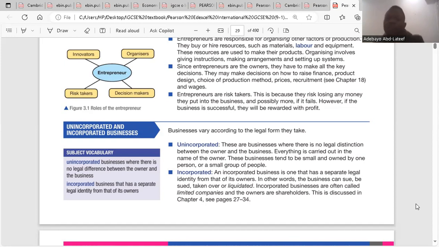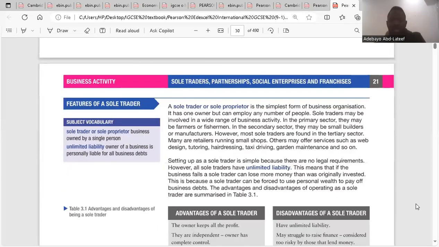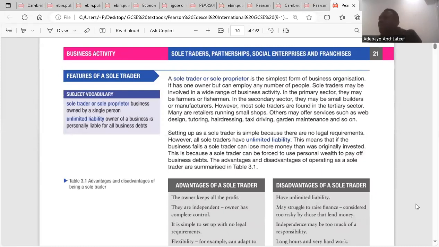For incorporated business, these are businesses that have a separate legal identity from the owners, like the public limited company and the private limited company. Examples of unincorporated are the sole trader and partnership. Whatever happens to the business affects them. But with incorporated business, whatever happens to the business does not concern the personal wealth of the owners. So we start with sole trader. Who is a sole trader? A sole trader is an individual who owns and controls the business. Is it clear?